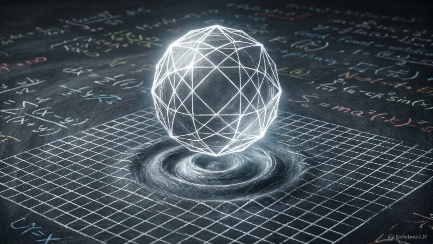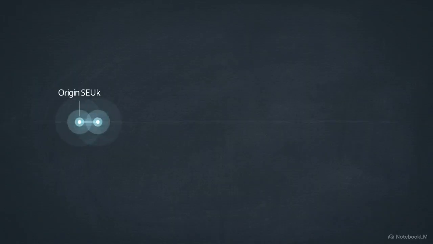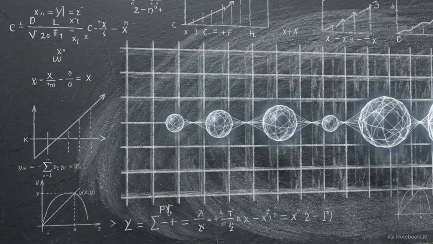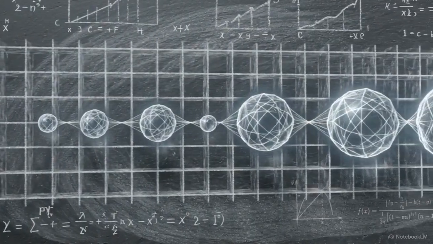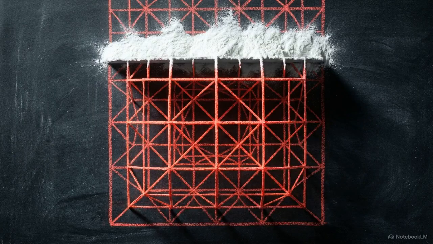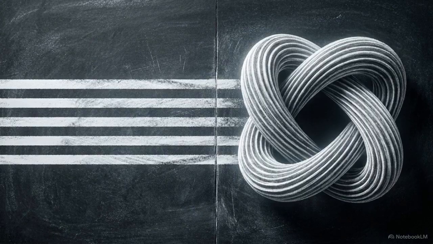The basic observable event in this field is the scalar emission unit, or SEUK, a localized moment where the coherence field resolves into a visible state. Light manifests as a continuous sequential chain of these SEUK emission events. Because light carries a Locke potential of zero, it propagates with zero recursive overhead, traveling at the substrate's maximum resolution frequency. Nothing travels faster than light, because it is physically impossible to resolve coherence events faster than the substrate's fundamental resolution rate.